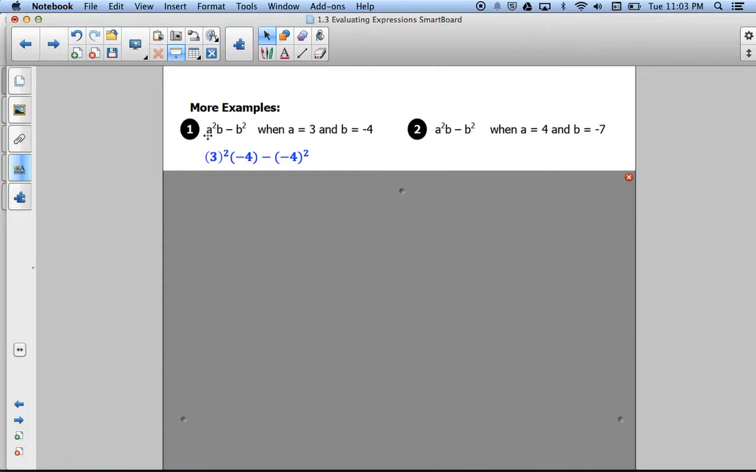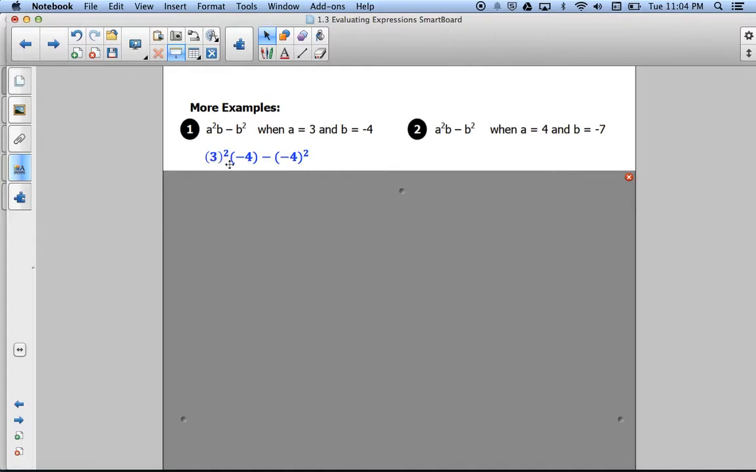So here we have A, which is parentheses 3. We're going to square that. Multiply that by B, which is parentheses negative 4, minus B squared. So I'm going to have a minus parentheses negative 4 squared. Again, we're going to use PEMDAS to simplify this expression.